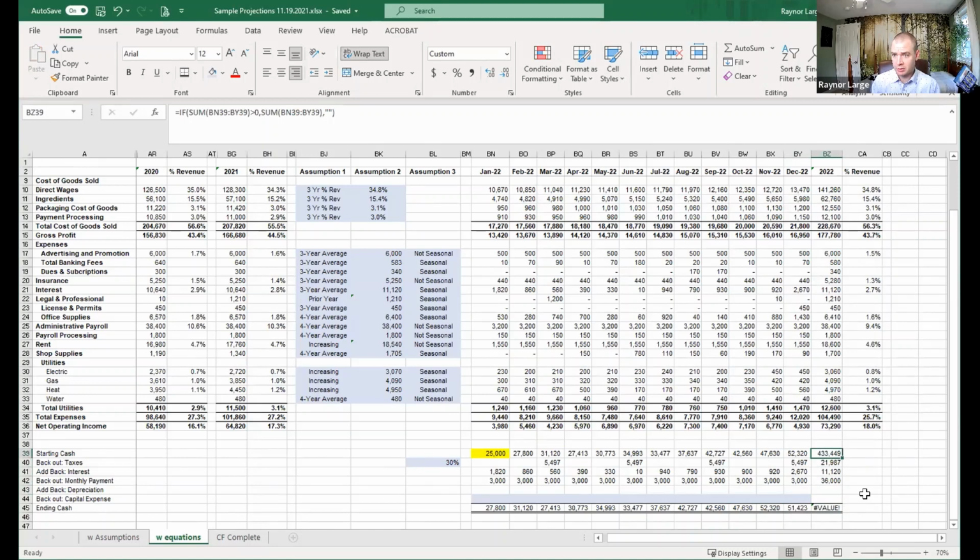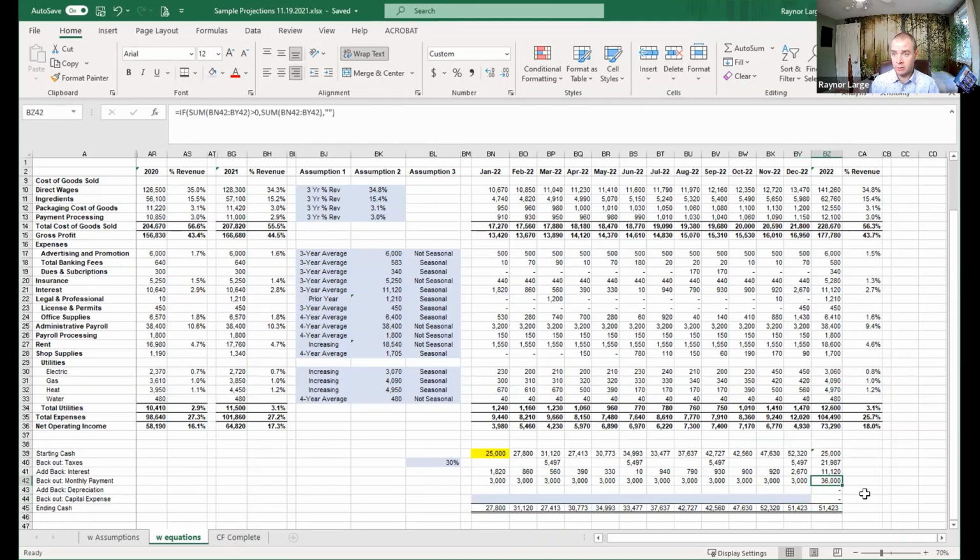So my starting cash position for 2022 is 25,000. Remember, it's the whole year for this summary column that I'm talking about. I'm going to pay out $21,000 in taxes. I have $36,000 in monthly payments. And so my ending cash for the year should be the same as my ending cash for December. Again, it's that cumulative amount.